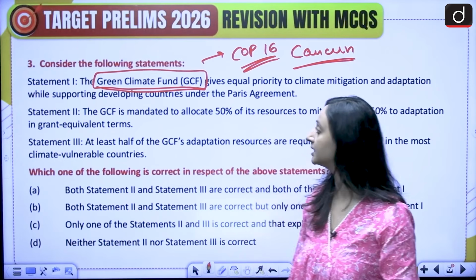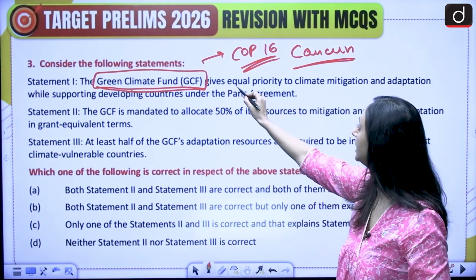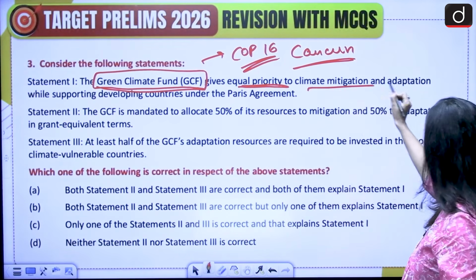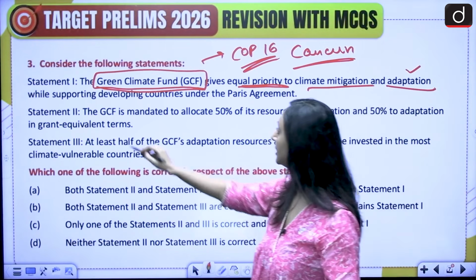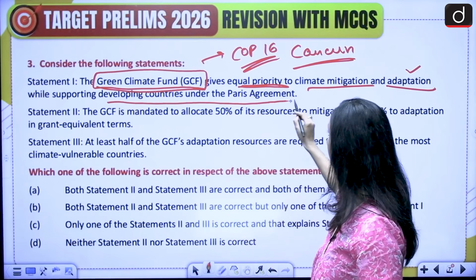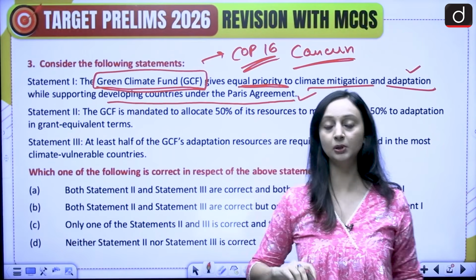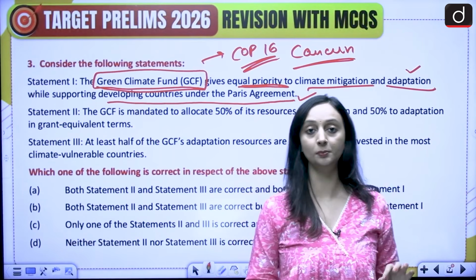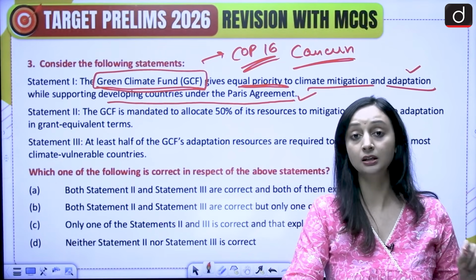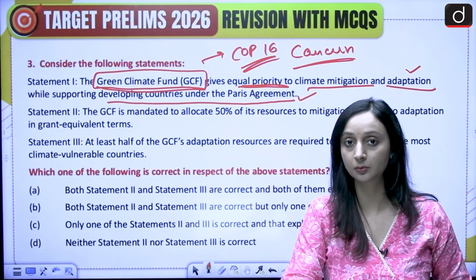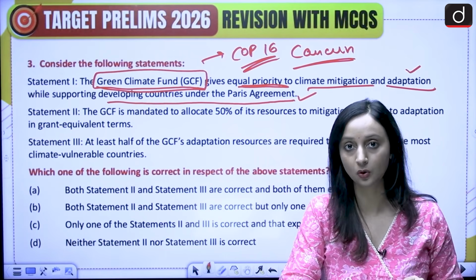So the first statement says that the Green Climate Fund gives equal priority to climate mitigation and adaptation, yes, while supporting developing countries under the Paris Agreement. Yes, so this statement is correct. It was adopted at COP16, and it also helps the developing countries, the least developed countries, the most vulnerable countries under the Paris Agreement also.